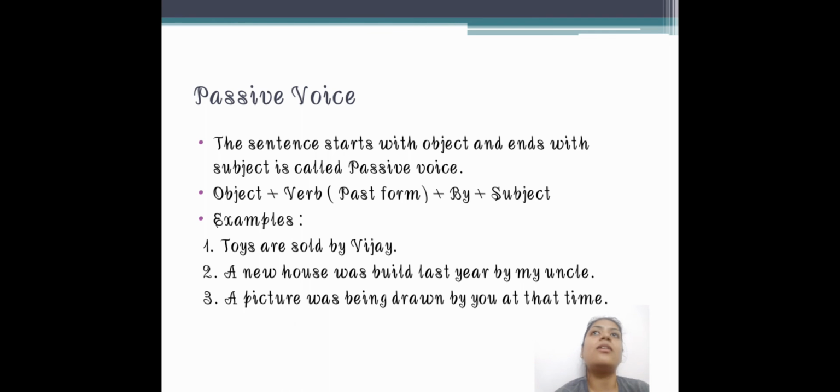We can say that object plus verb, that is of past form, plus by plus subject, this is called the sentence pattern of a passive voice sentence. You have to make it very clear. The subject plus verb plus object is equal to active voice, whereas object plus verb, that is of past form, plus by plus subject is equal to passive voice sentence.